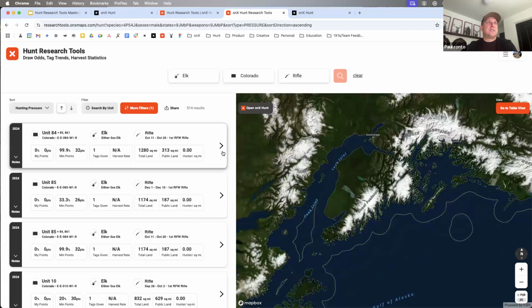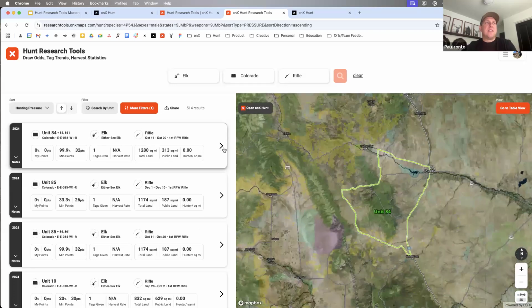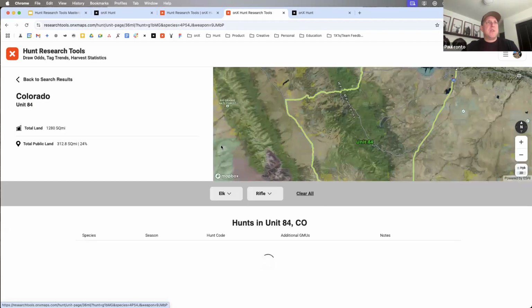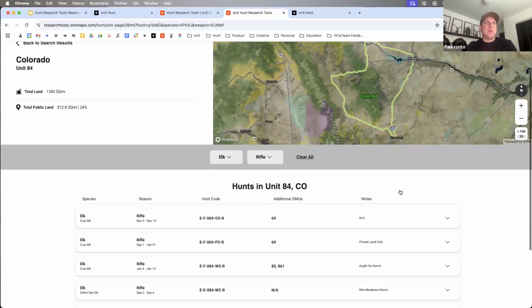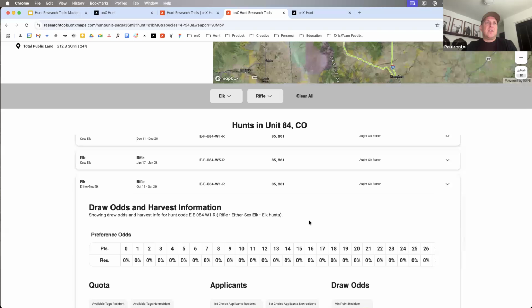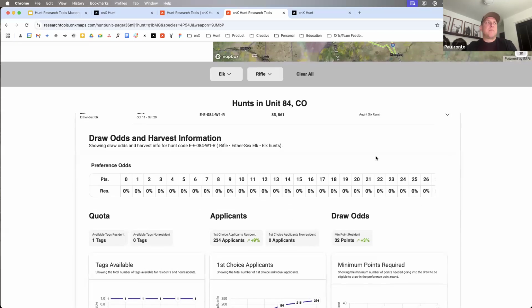The last thing to call out is this chevron over here on the side. This will take you to what's called the unit page. When you click on this chevron, it'll actually open up a unit page with all the different hunts that happen in that unit. And it'll open by default the hunt that you came into this page from.